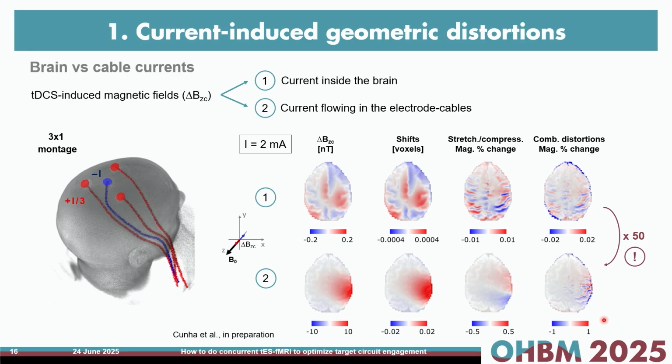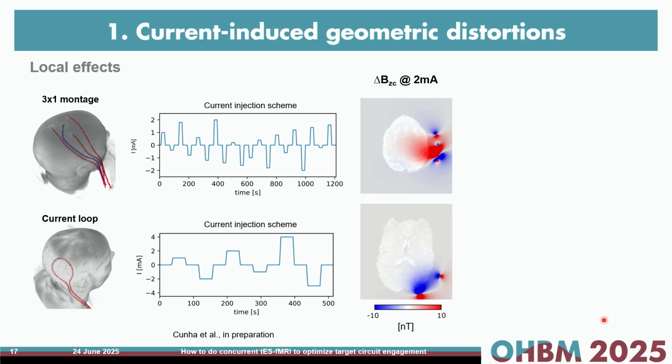Of course, these were just simulations, so we tried to verify these in vivo. And just to make sure that we would have no currents flowing inside the brain, and that just currents in a cable would be enough to cause such artifacts, we used what we call a current loop setup. And now if you paid attention to one of my slides in the beginning, you would probably think that it's not a good idea to use a loop inside the scanner.